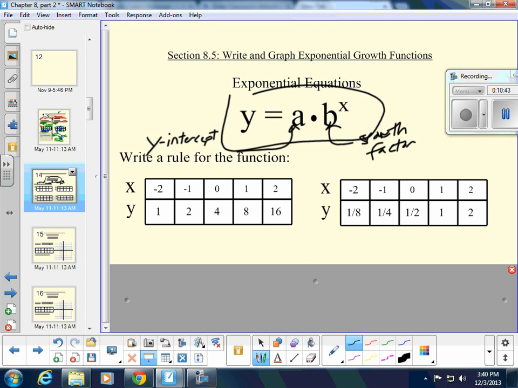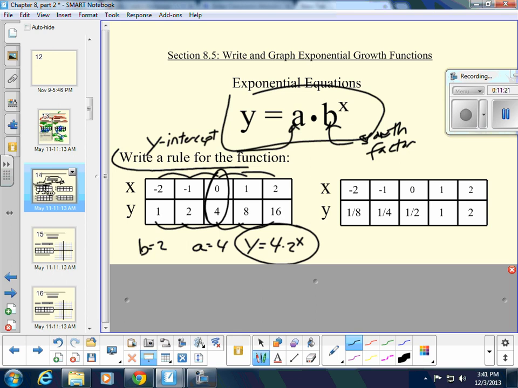So the directions might say something like, write a rule for this function modeled by this table. Well, I can see in this case, again, my x coordinates are increasing by 1. So I'll look for some kind of pattern in the y coordinates. This one also looks like it's going from 1 to 2, 2 to 4, 4 to 8, 8 to 16. It's doubling every time. So my growth factor, my b, is going to be 2. And my a, again, is my y-intercept. That's when I plug in 0. So my a is going to be 4. So this equation would be y equals 4 times 2 to the x power.